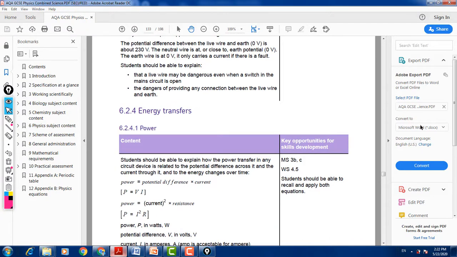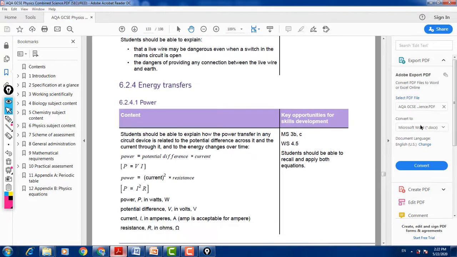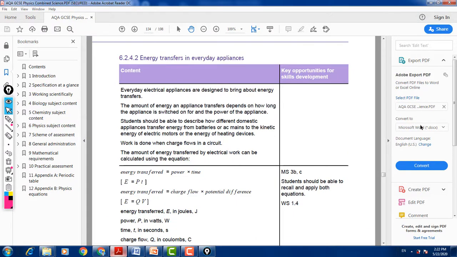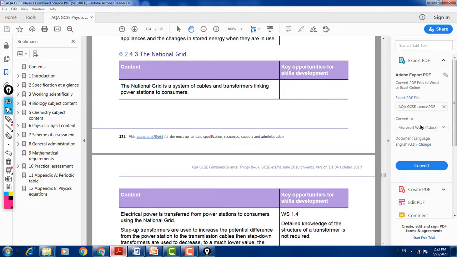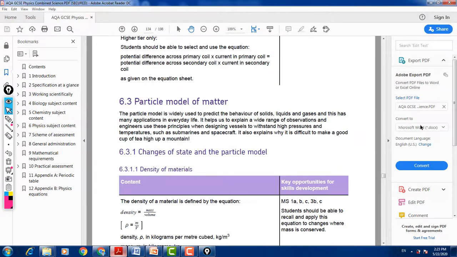In the first topic, we had the energy transfer, like the mechanical energies. Over here, I will specifically discuss the energy transfers in terms of electricity. So over here, we'll discuss power and the energy transfers in everyday electrical appliances. Then we'll discuss the national grid. So this is all for the topic of electricity.